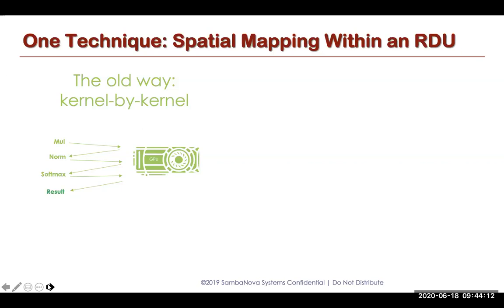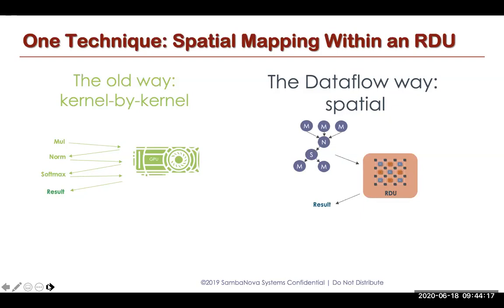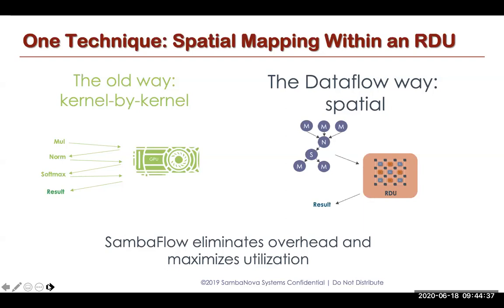Now, the data flow spatial way, of course, is to lay this computation out spatially on the chip and move the data very efficiently between the kernels using the on-chip communication network. And so that eliminates the overhead, maximizes the utilization, and gives you the ability to use off-chip memory, which has lower bandwidth but much higher capacity, and that enables you to do things that you couldn't do before.